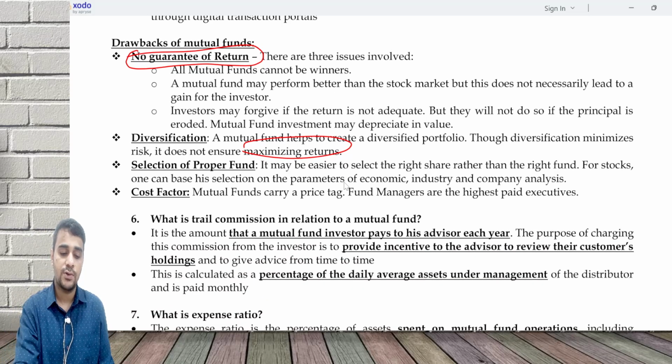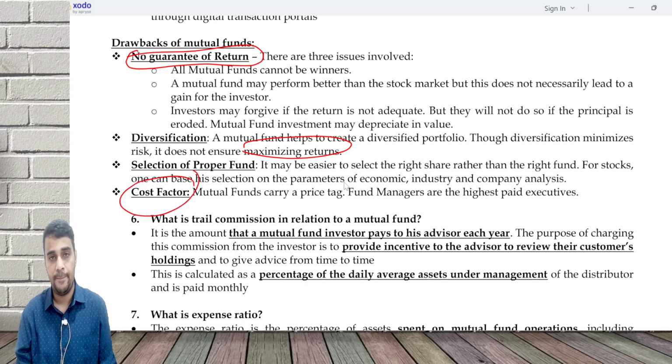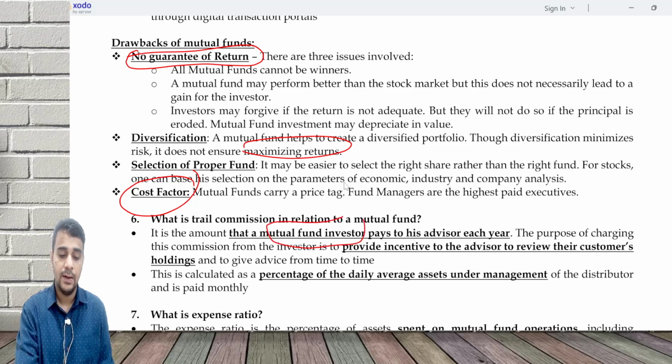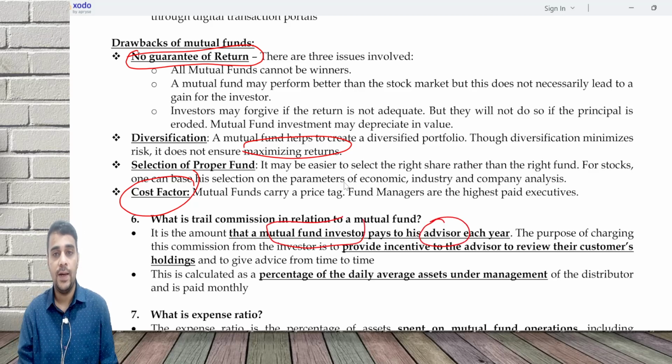Cost factor. What is the cost factor? It is the expense ratio. What is the trail commission in relation to a mutual fund? Trail commission is basically the amount which a mutual fund investor, the MF investor, pays to his advisor. The advisor is an intermediary. This advisor will be getting a fee from you. If you do a direct investment, then this fee is not there.